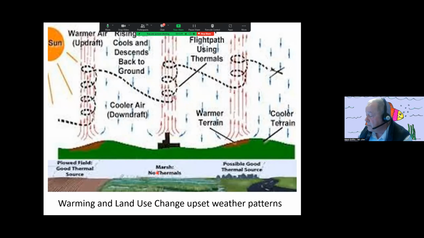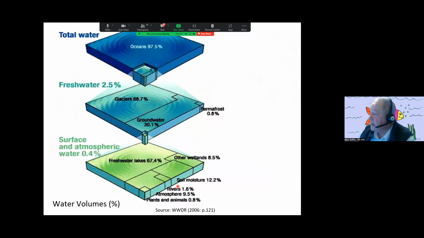Usually, a marsh will have no thermals above it because anything with water in it is going to absorb a lot of heat and not cause thermals. But I want to point out that warming does cause weather pattern changes, but so does land use change. The latest data I saw on that, which I can't find the source for, is that land use change accounts for about 25% of weather pattern change. So it's not all warming, but it all works together. Okay.